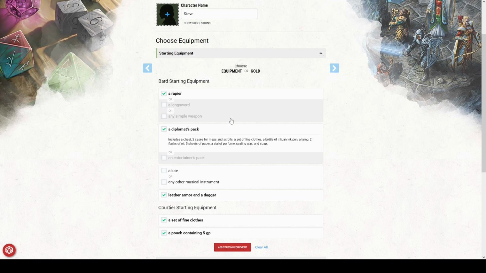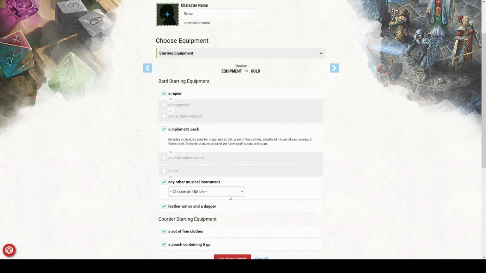That soap is so important for rich people. It's usually the difference between being poor and being rich, having access to soap. We decided to pick a really fun instrument. We're going to go with the trumpet. Our guy is going to blow some eardrums out, and it's going to be funny.